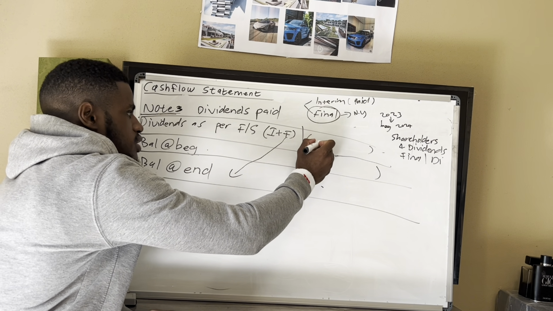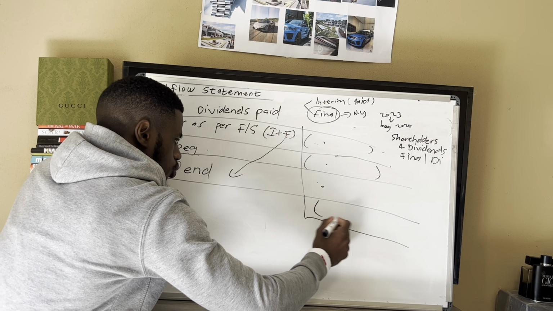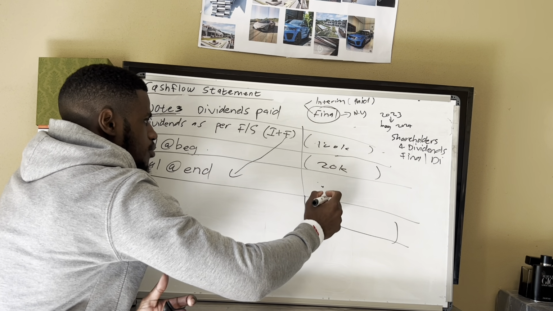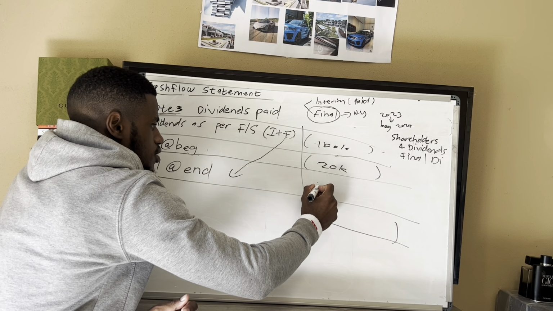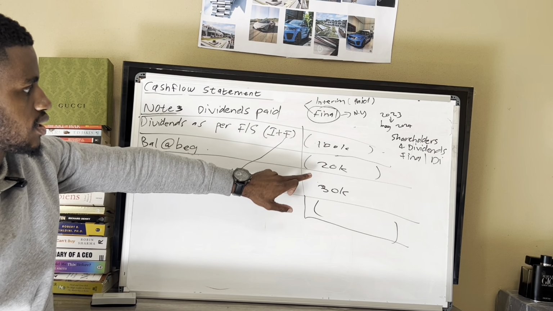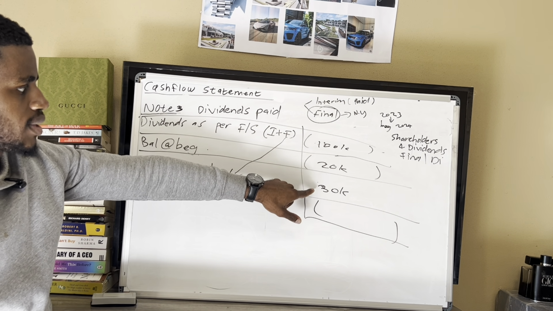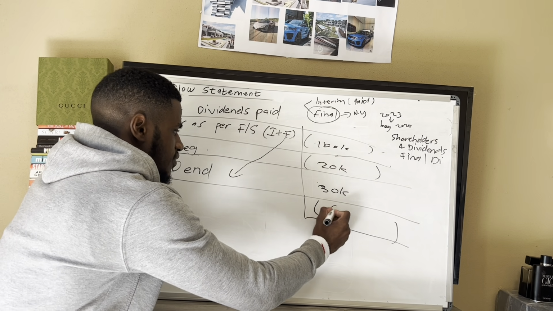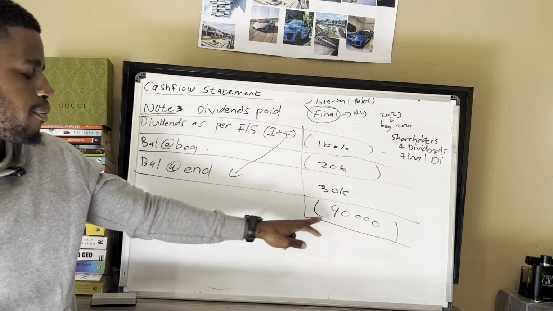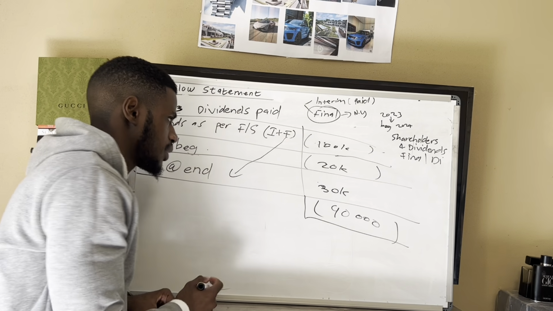Then again, you will say this amount plus this will give you the total that will be here. Let's say this was 100,000, this was 20,000 for example, and this one was 30,000. So when it's negative 100,000 plus negative 20, it's going to be negative 120. Negative 120 plus positive 30 is going to be negative 90,000. Then you take this amount as it is, then you go and insert it in your cash flow statement.